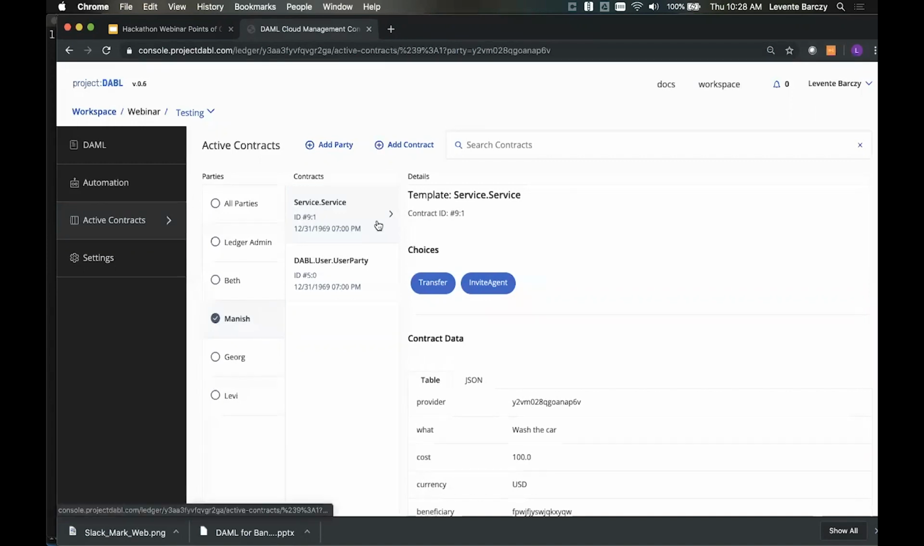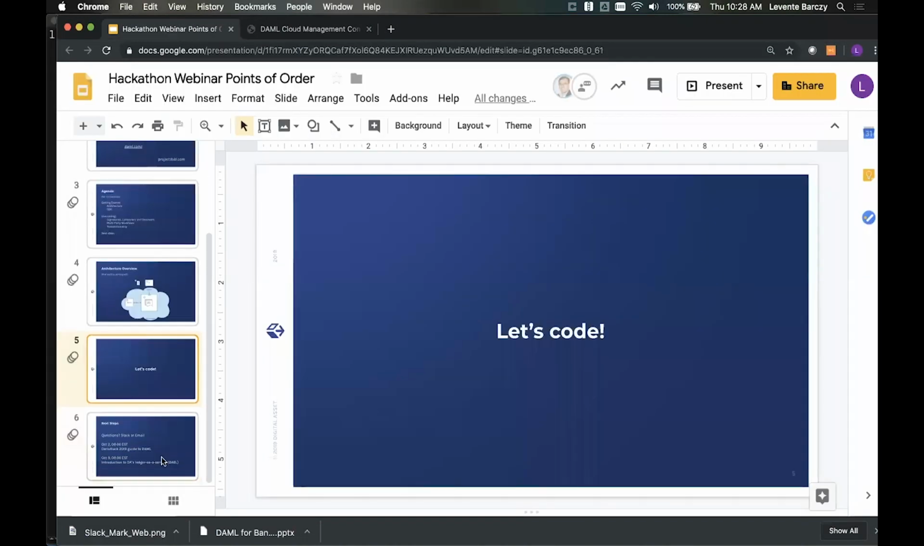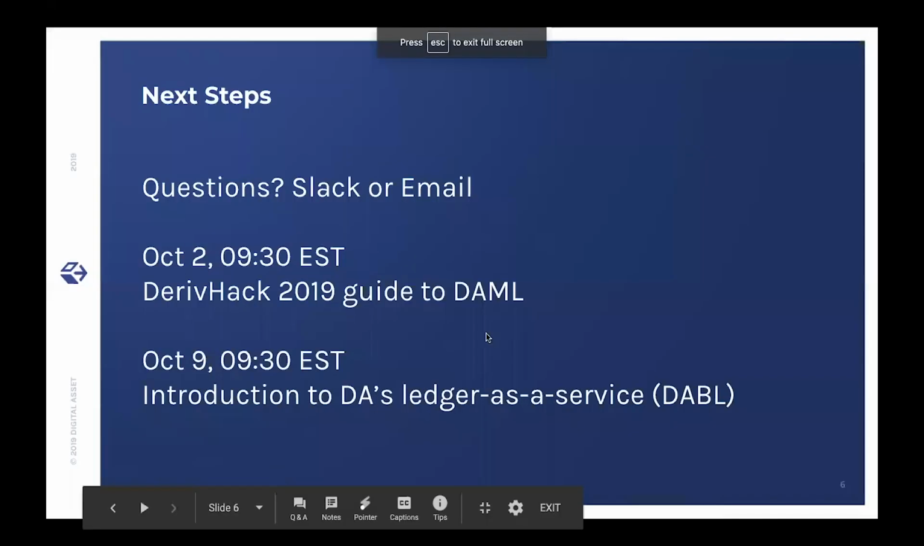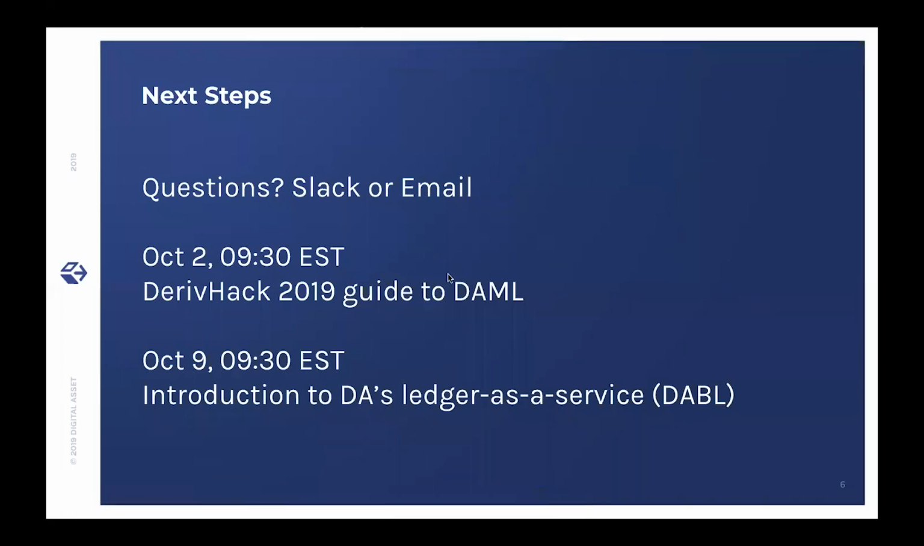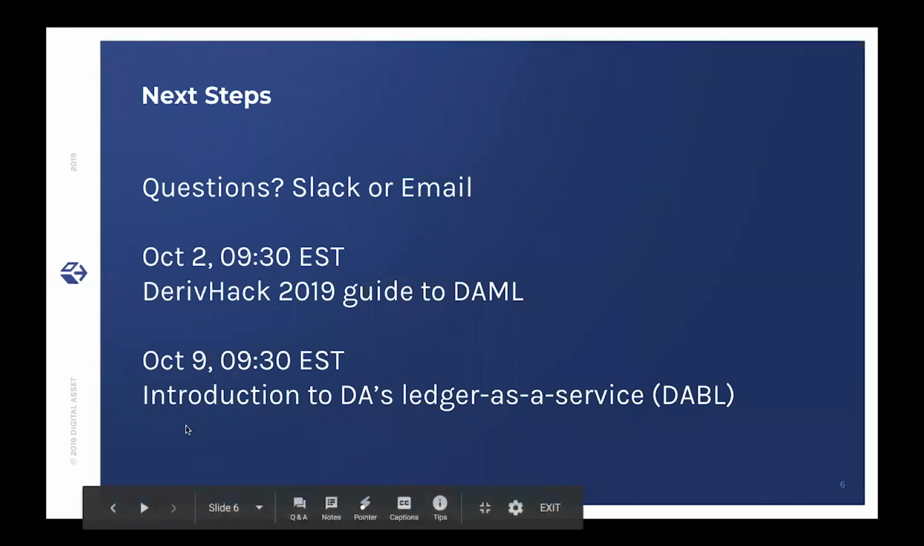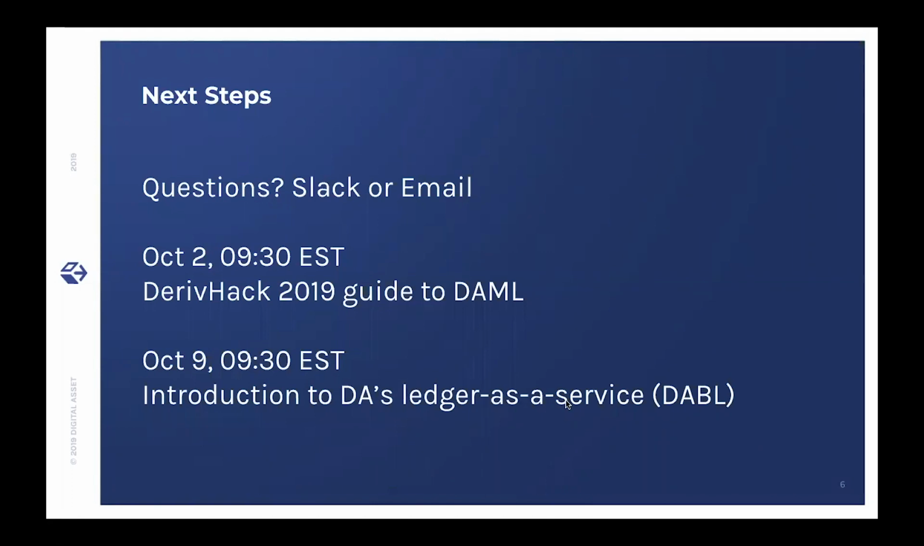Okay, so the next steps. There's 2 more hackathons upcoming. One's on October 2, and it's the DerivHack2019 guide to Daml. This is where we're going to get quite a bit into how the Daml works with the CDM. So the idea is to go through the connection between the CDM and Daml itself. The one following that, on October 9th at the same time, is to go through more of the architecture. So this is going to be a lot about Dabble, Dazzle, the REST API, and how to interact with your ledger.